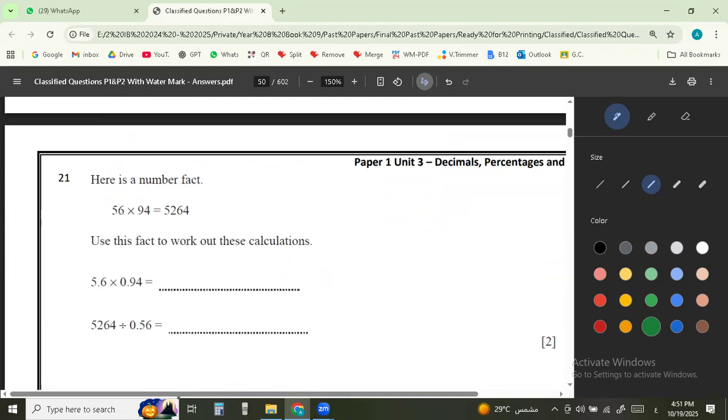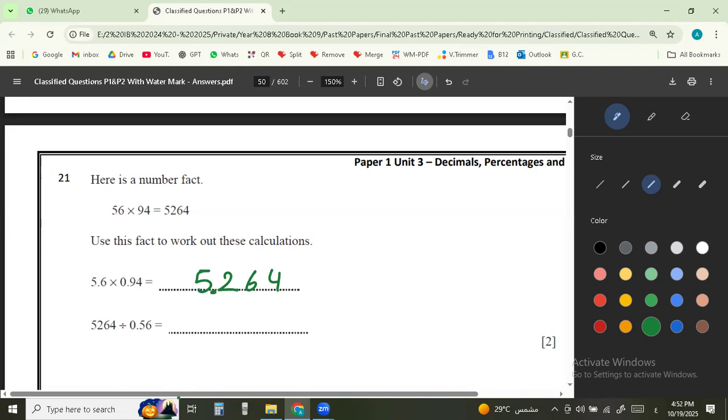Use this fact to work out these calculations. So they're telling you here 56 times 94 is this. The same thing exactly, 56 times 94 is going to be 5264. But I have 3 decimal places, so 5.264.